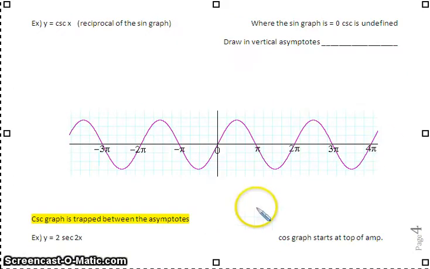So the cosecant graph is going to be the same thing. You'd want to start with the sine graph, and that's what I have down here. This pink graph is the sine graph. And what we'll do, again, is we'll put dots on the graph wherever it is touching the x-axis, in other words, where it's equal to 0, because that's where I want to draw my vertical asymptotes.